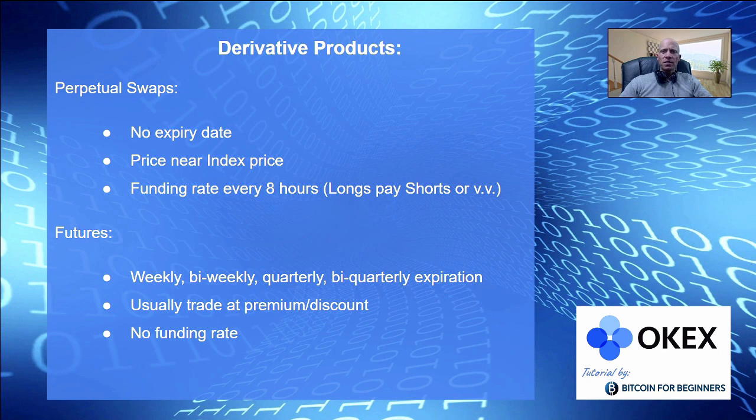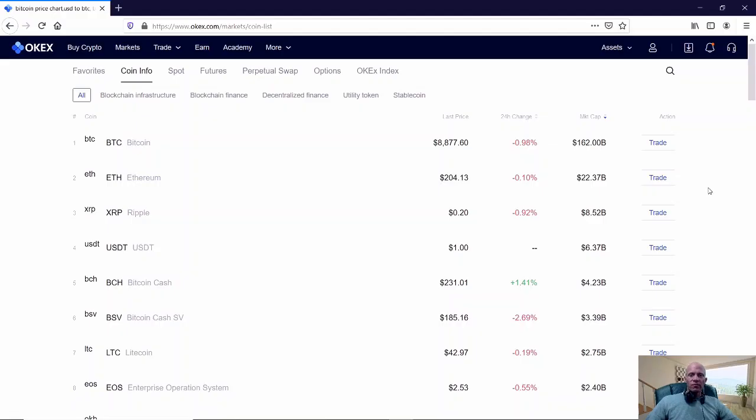Due to the lack of funding rates, futures can trade with a premium or discount on the spot index price, but that gap generally becomes smaller closer to expiration. Let's take a look at the platform itself.